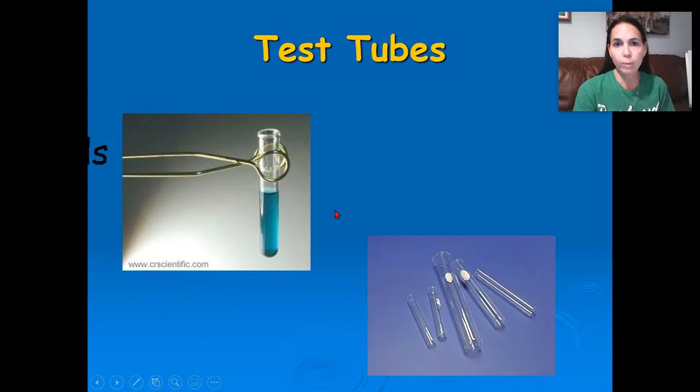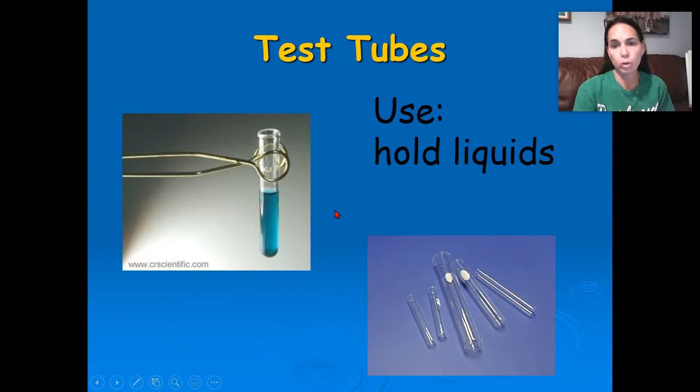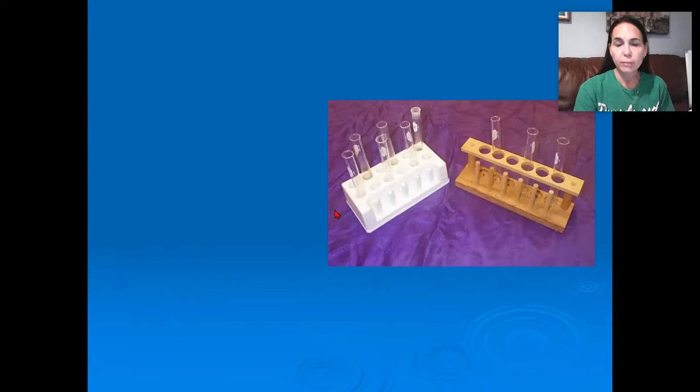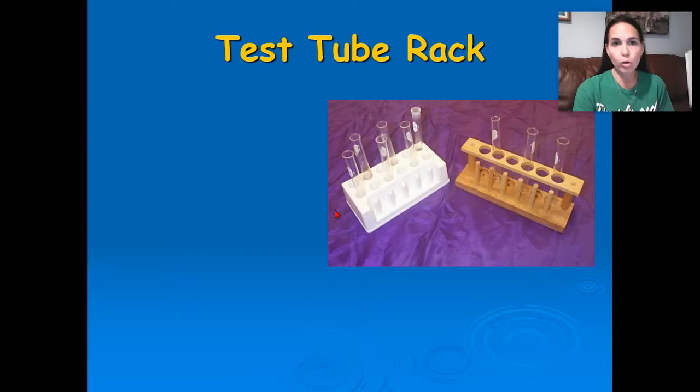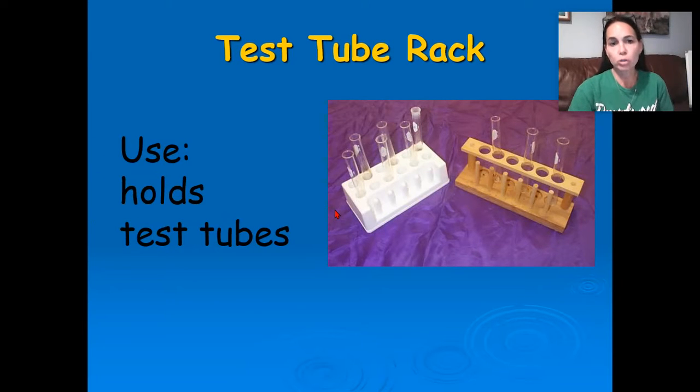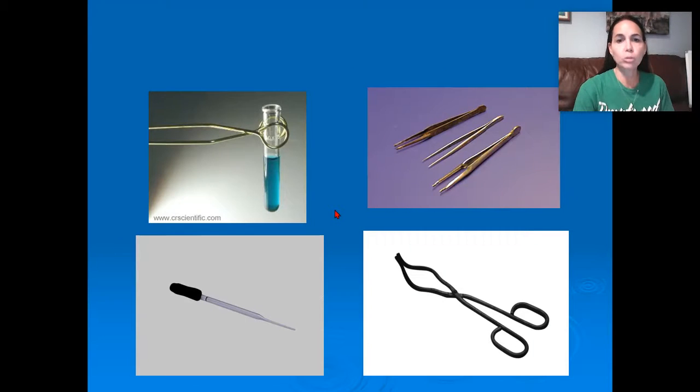The next piece of equipment is a test tube. A test tube is used to hold liquids. The next and last in this category is a test tube rack, which is just used to hold the test tubes. So again, pretty easy. You know most of this equipment already, I'm sure. Okay, moving on to the next category, which is the holders.